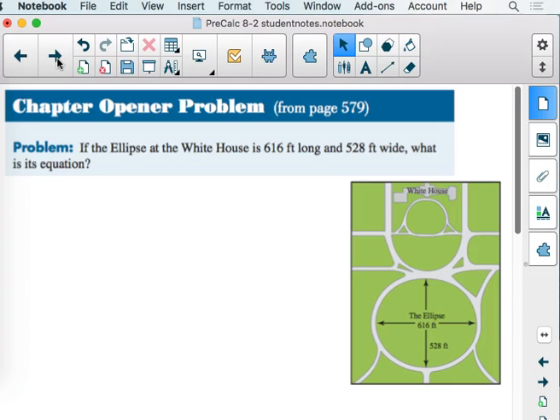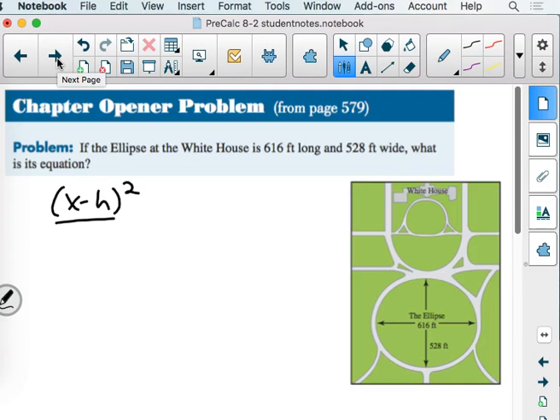This is the ellipse at the White House lawn, and it says it's 616 feet long and 528 feet wide, and we want to know what is its equation. Well, there it is. Is it horizontal or is it vertical? How do you know it's horizontal? It's longer that way. So we're going to need (x minus h) squared over a squared plus (y minus k) squared over b squared equals 1.